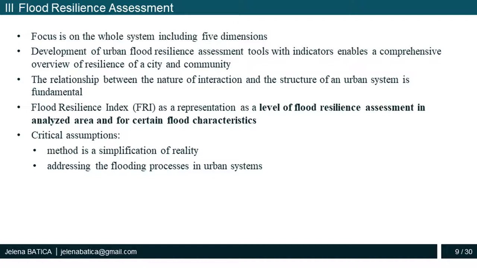I didn't develop this tool to be applied for every event. You need to have the event, you need to have the flood map in order to estimate the resilience level for that certain flood event. Of course, there are some critical assumptions. This method is a simplification of reality, and it's addressing just the flooding processes in urban systems. I'm now developing the flood resilience index for multi-disasters, but this is not the subject of this lecture.